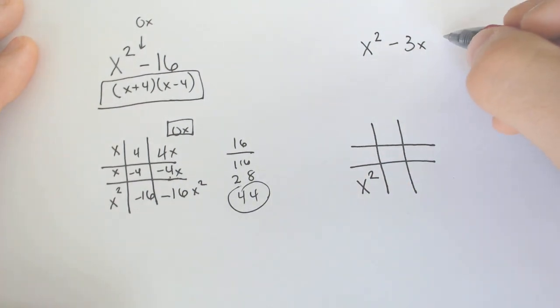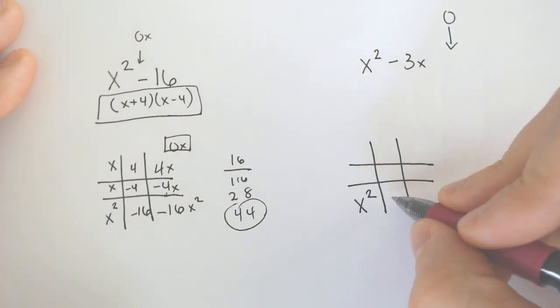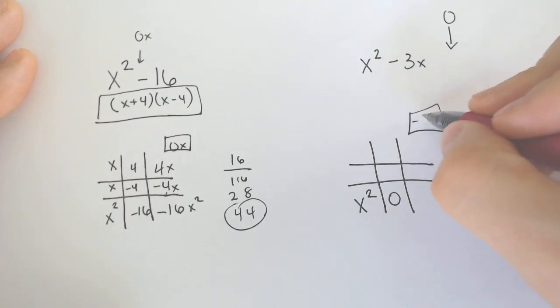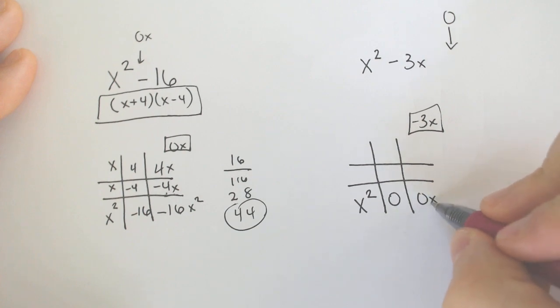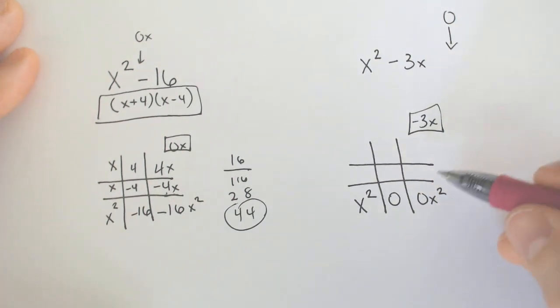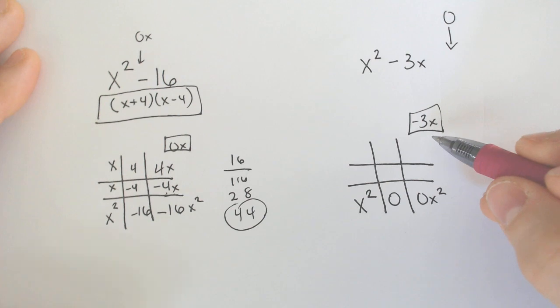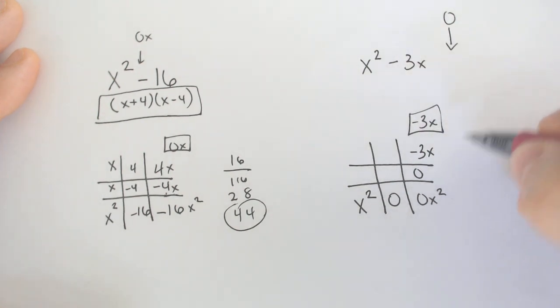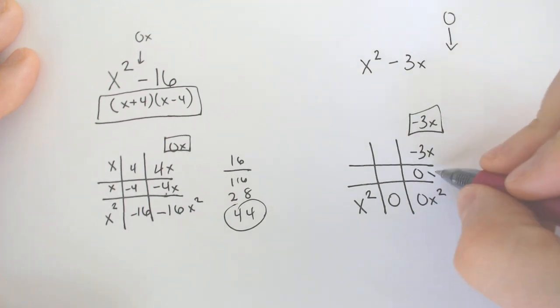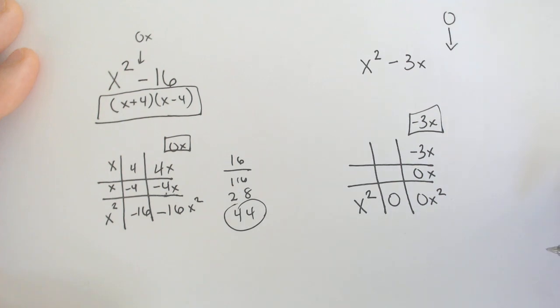But it is missing the last term. That last term is a 0. So first term, last term, middle term in the box. X squared times 0 is 0x squared. And what multiplies to 0 but adds to negative 3? Well, anything can multiply to 0 as long as one of them is 0. And the other one, if we wanted to add to negative 3, would have to be a negative 3 to be able to multiply to 0 and add up to negative 3x. So there you go. It's just funky.